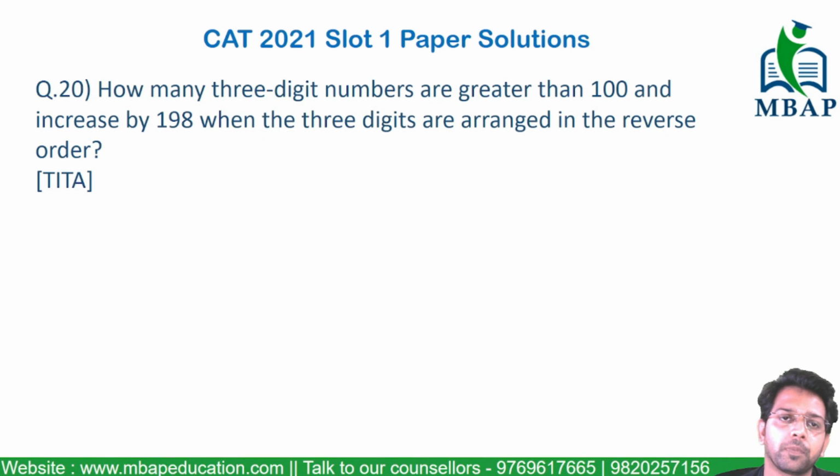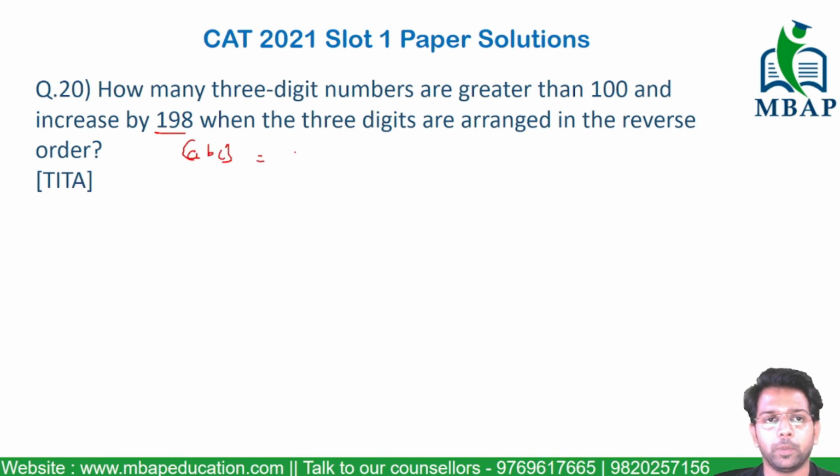Next question. Read the question well. The question says, how many 3-digit numbers greater than 100 increase by 198 when the 3 digits are reversed? So if you have a number ABC, the difference of CBA minus ABC should be 198. That is what they are telling you. Let's take this number as ABC.